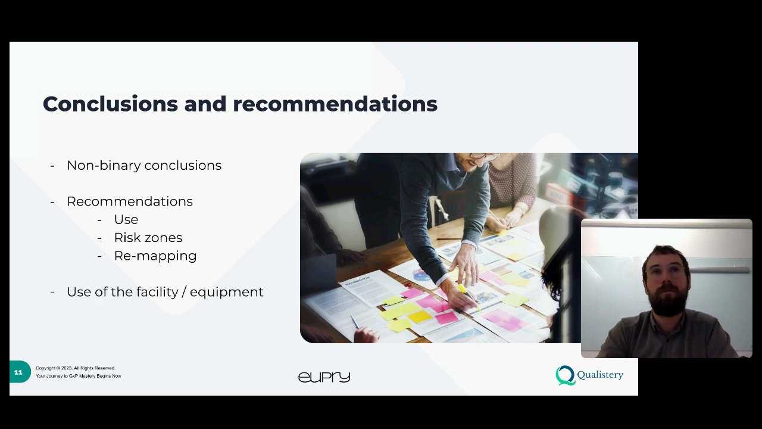Again, how to use the facility and equipment, I think we've been around this enough, but basically, again, remember who is going to read this. There seems to be a large focus on the auditor who's supposed to read this, but remember, this should be a living document that can be used internally for operational and performance reviews of the facility or equipment.